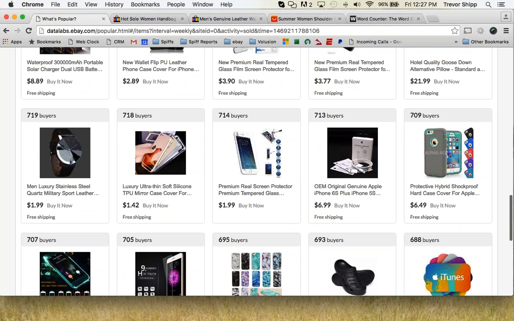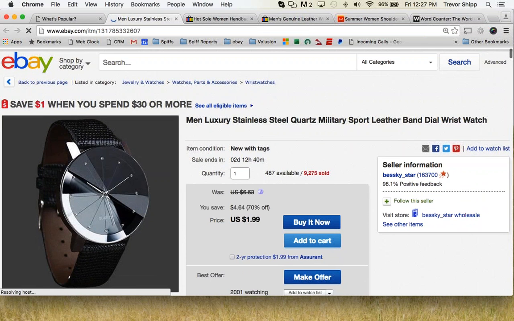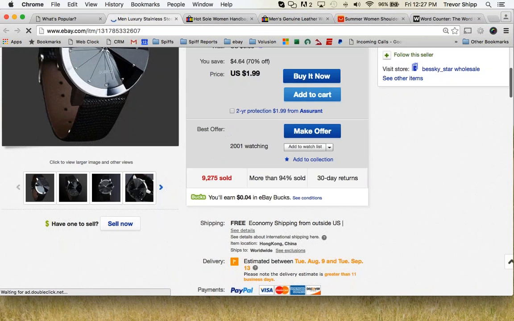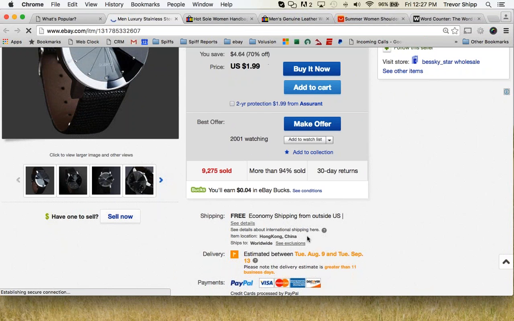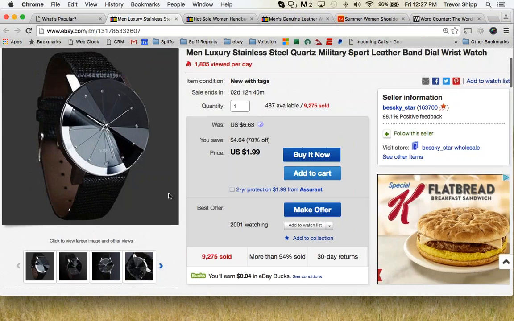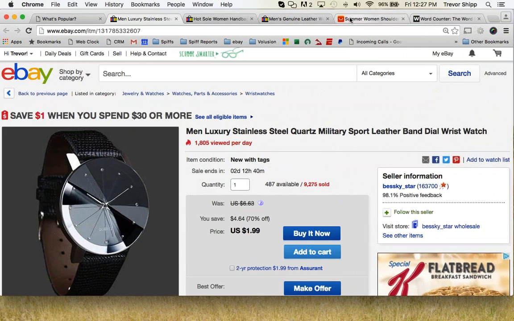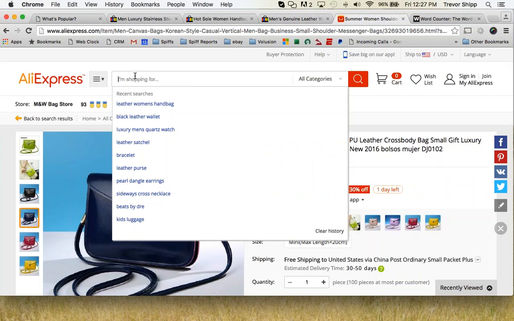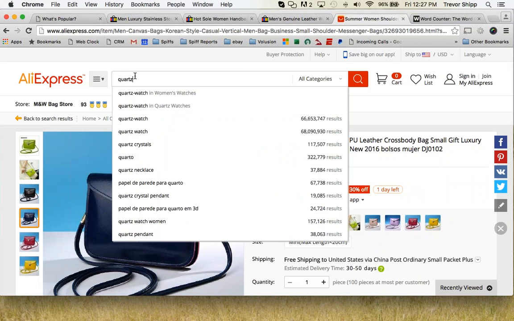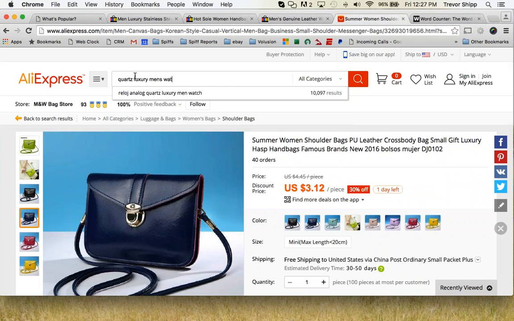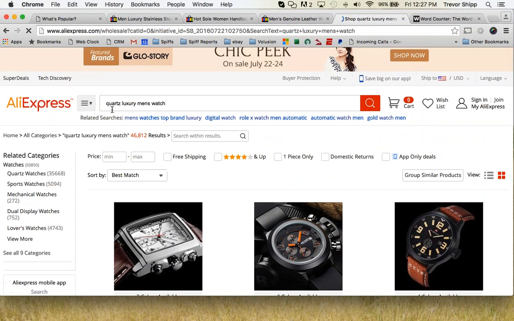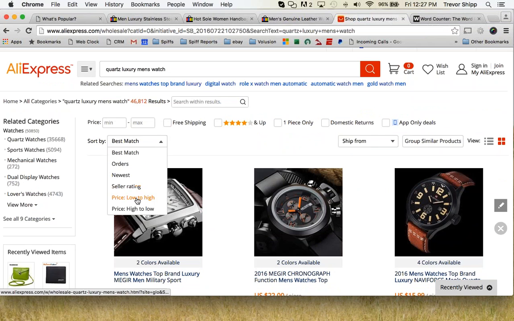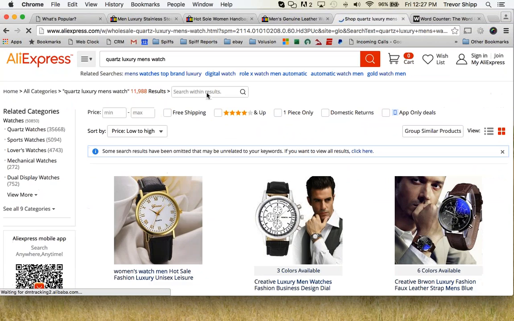Check out this watch right here for $2. You know what's funny about this watch? 719 buyers. I'll bet it's a Chinese seller because it's $2. It's a pretty nice looking watch for $2, right? I'm right. It is a Chinese seller. We can see that right here. I'll bet we could find this on AliExpress. Quartz luxury men's watch, maybe. Price low to high. See if we can find the same watch.